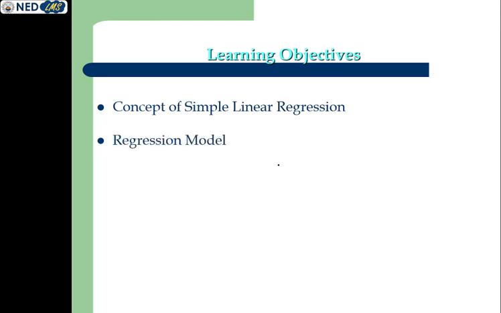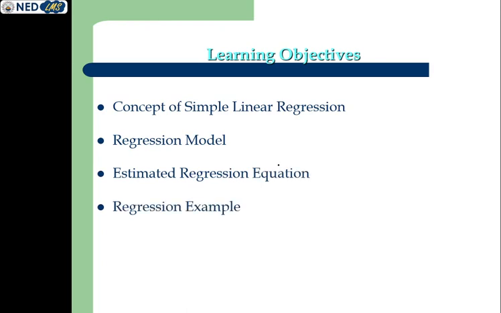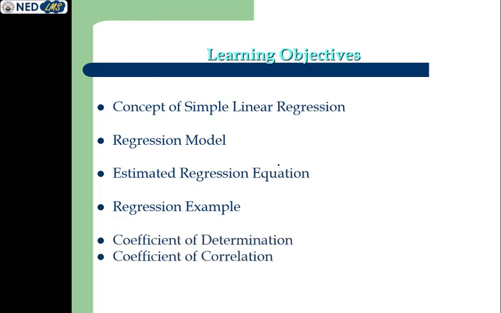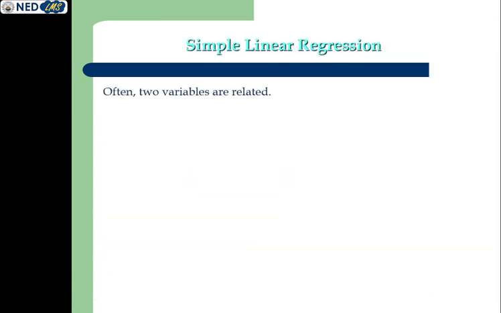So we are going to start the learning objectives. First of all, we discuss what the correlation concept is, what simple linear regression is, and how we can find the regression model, the estimated linear regression equation, a regression example, the coefficient of determination and the coefficient of correlation. So these are the main topics of this chapter on regression and correlation.